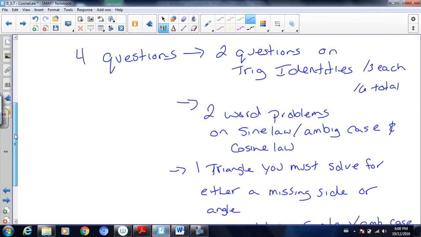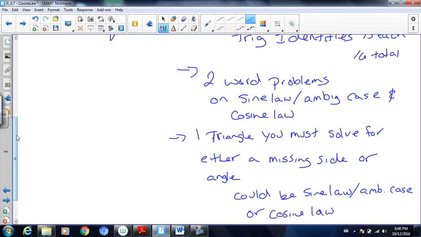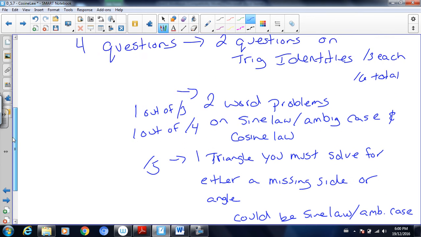Trig is out of 6. Out of the 2 word problems, I will tell you what they're out of. Of these 2 word problems, one is out of 3 and another is out of 4. And then for the straight solving one, it is out of 5 marks.